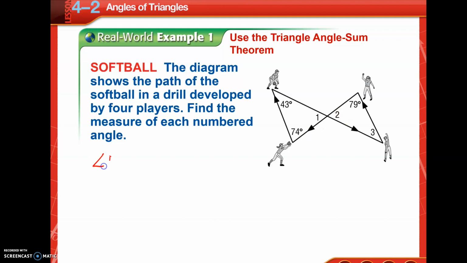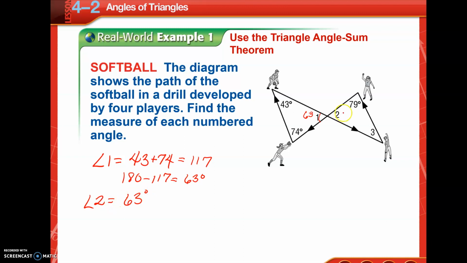So to find angle 1, we're going to add 43 plus 74, these two angles, because we know 43 plus 74 plus whatever angle 1 is equals 180. So we add those together, and then we do 180 minus 117, because it has to be the leftover of what we have left for 180, which is 63. And once I find angle 1 is 63, then angle 2 is 63 because they're vertical.